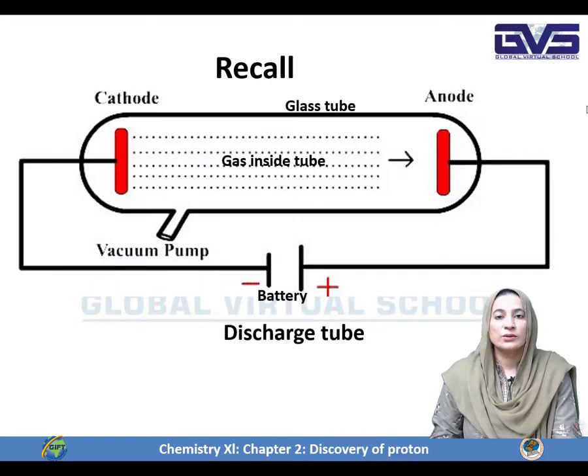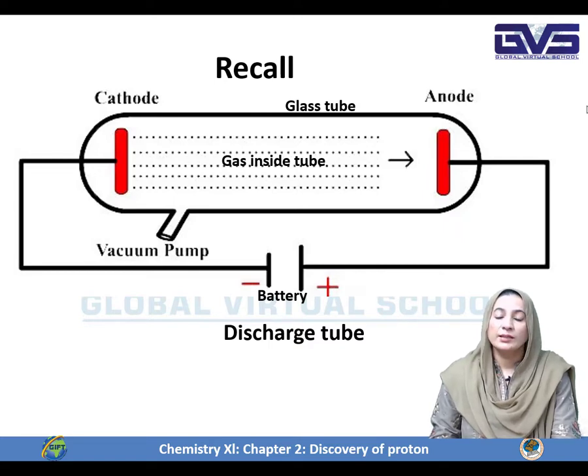Students, before going into the detail of the discovery of the proton, first positive rays and then the proton were discovered. I must remind you about the discharge tube, because positive rays and then the proton were discovered in the same discharge tube in which the cathode rays and electrons were discovered. They have the same basic construction: a glass tube with gas inside. The gas can be any type, vapors or a mixture of gases.